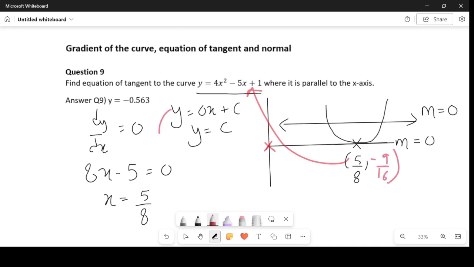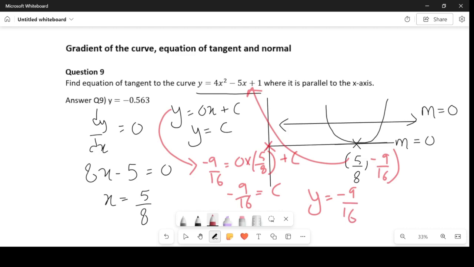So you may use y equals mx plus c, then you get minus 9 over 16 is equals to 0 times 5 by 8 plus c. So c comes out to be minus 9 by 16, and then y equals 0x plus c is just y equals minus 9 over 16. Or just know that since this is going to be a horizontal line, its equation is going to be y equals something. So this would be the answer. Or you may write the decimal answer, which is minus 0.5625.